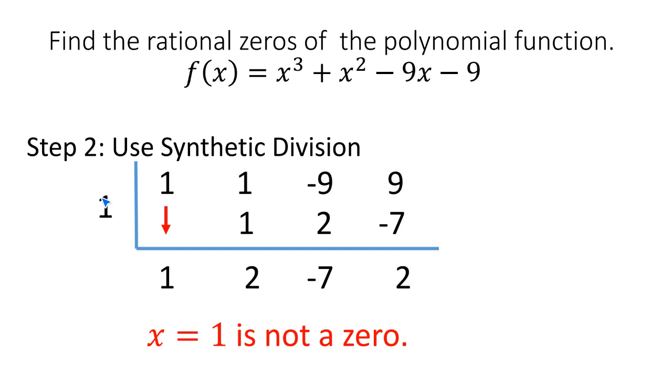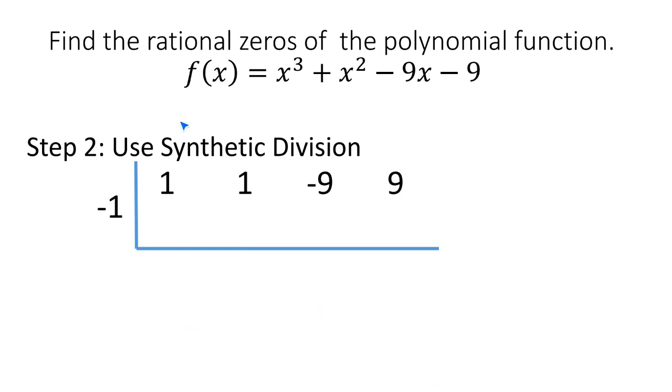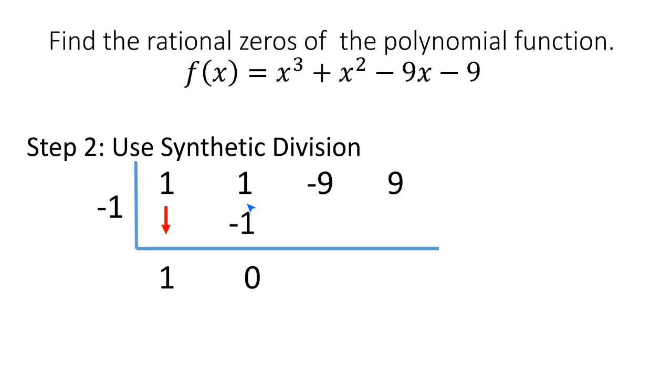So let's try negative 1. So we bring down the 1. 1 minus 1 is 0. Times 0 is 0. So we end up with negative 9. Times negative 1 is a positive 9. But we know that this 9 should be a what? Negative, because I copied it wrong. So this is a negative 9. So when you put the 9, and this was a negative, negative 9 plus 9 is 0. So that means that negative 1 is going to be one of our zeros.